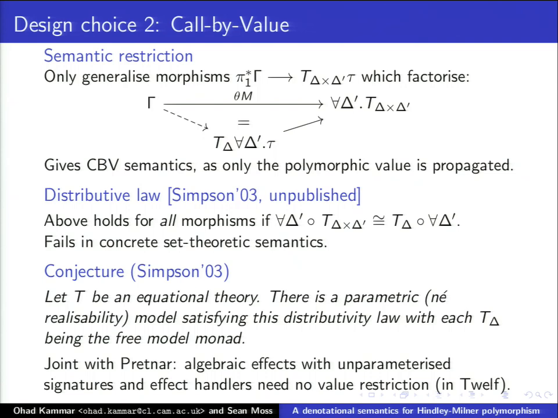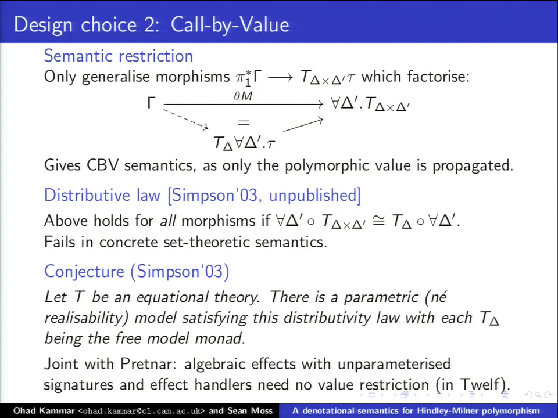So one easy way where I can always guarantee this will happen is if I have a distributive law between for all and T, but you have to make sure that the fibers work out. And if I have this, then all morphisms factor through. So then the question is, does that ever happen? If you just look at the concrete model we gave, it's very obviously not going to happen for very simple effects.